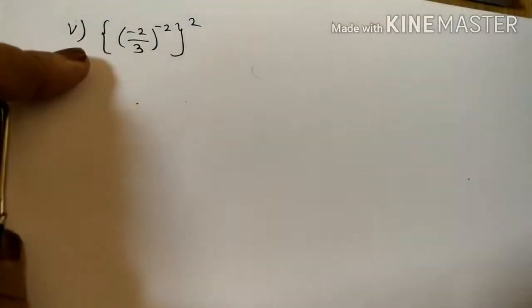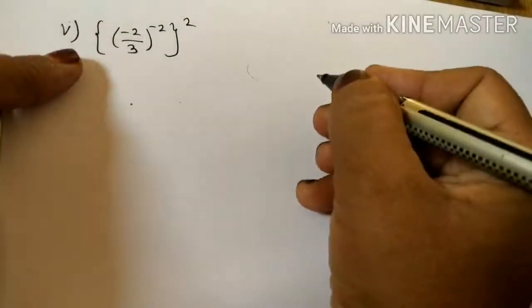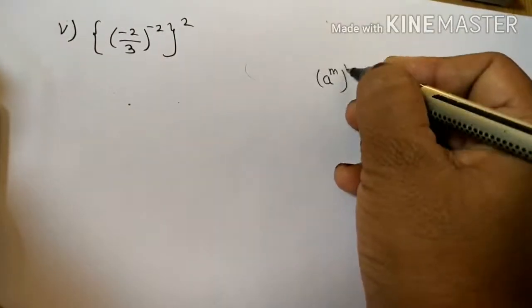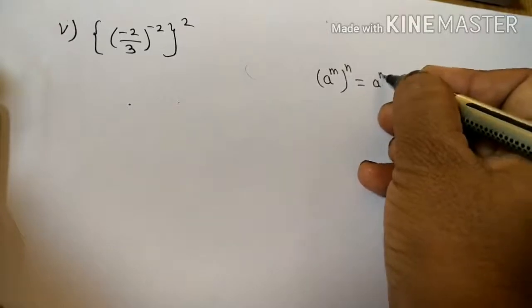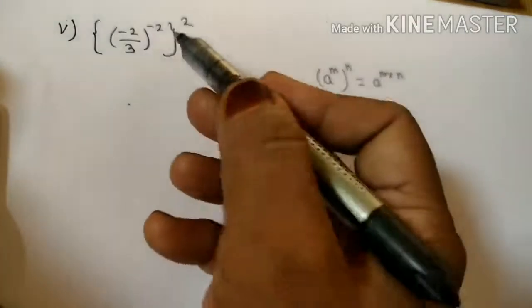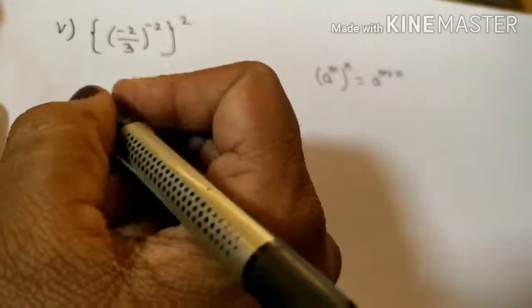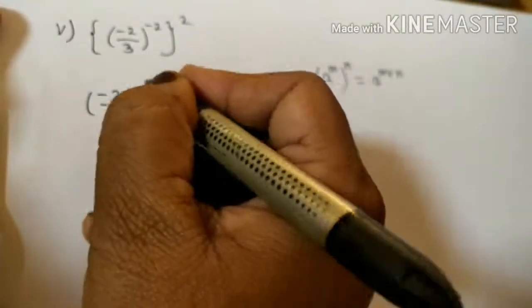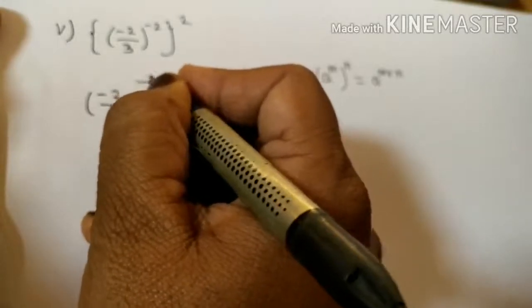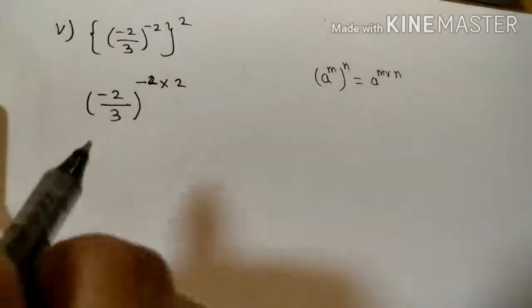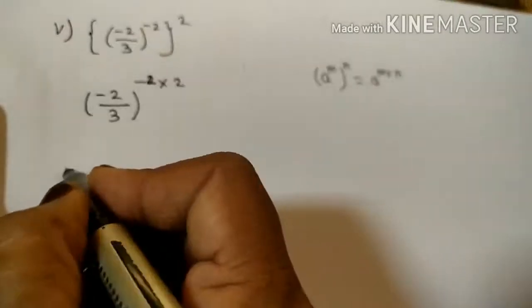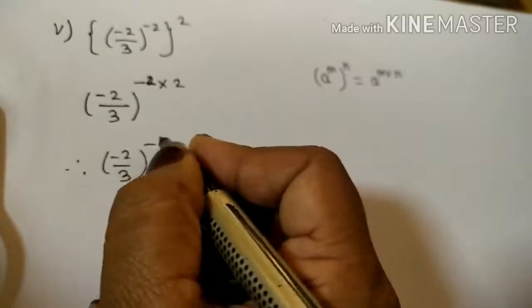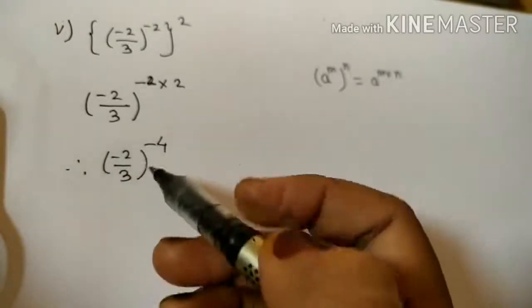The fifth one question is this one. Now here we'll use this law: a raised to m raised to n is equal to a raised to m into n. So we'll multiply this and this now. Is equal to minus 2 divided by 3 raised to minus 2 into 2. Now this multiply is equal to minus 2 divided by 3 raised to minus 4, because 2 2s are 4.